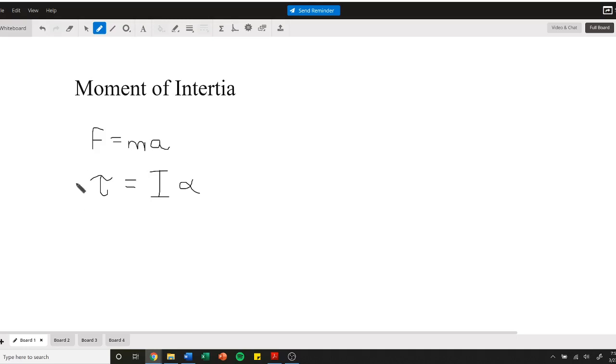So this is a torque. Torque is equal to the angular acceleration times this new quantity we're going to deal with today, which is the moment of inertia, which we just call I.